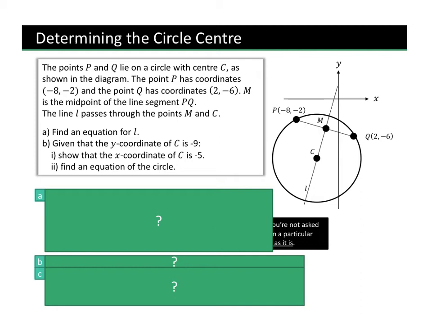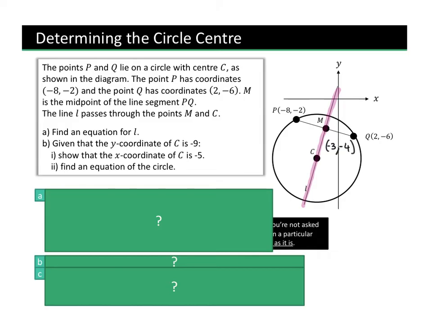Now, it says find the equation for L. Okay, so it wants the equation of the straight line that passes through the midpoint. Now we know a few things. First of all, we need to know the midpoint. So 2 plus minus 8 is minus 6 divided by 2 is minus 3. Minus 2 plus minus 6 is minus 8 divided by 2 is minus 4. So we've got the midpoint here.